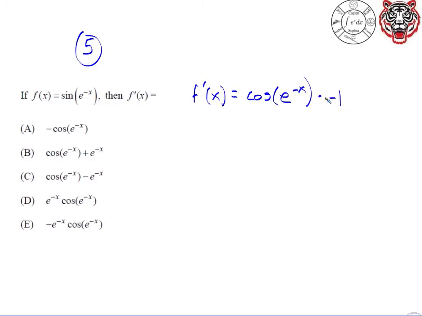So yeah, this is not times 1. This is times inner. Inner is e to the -x, and then finally inner is times -1. Thank you for catching that, Joy. So the answer is E.